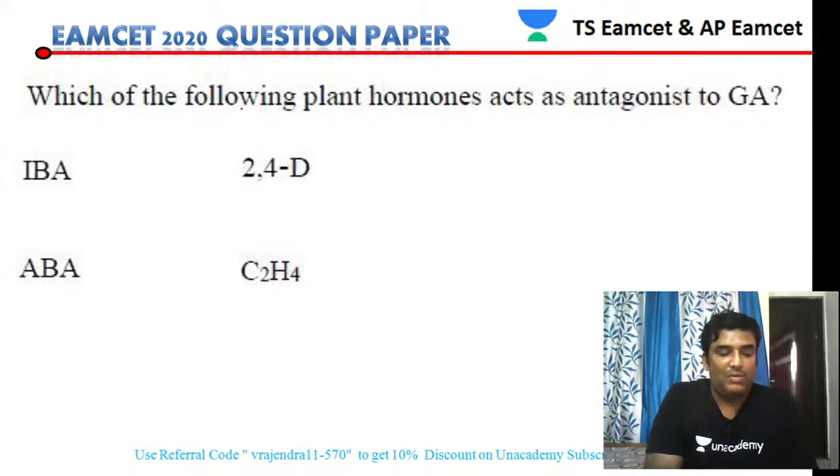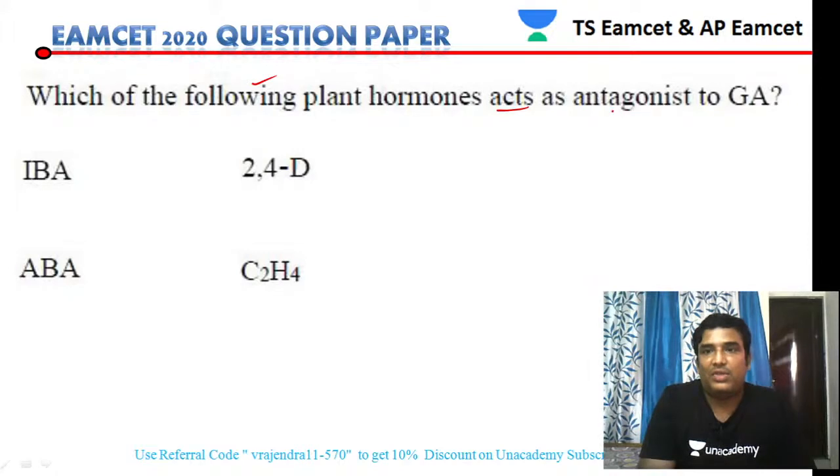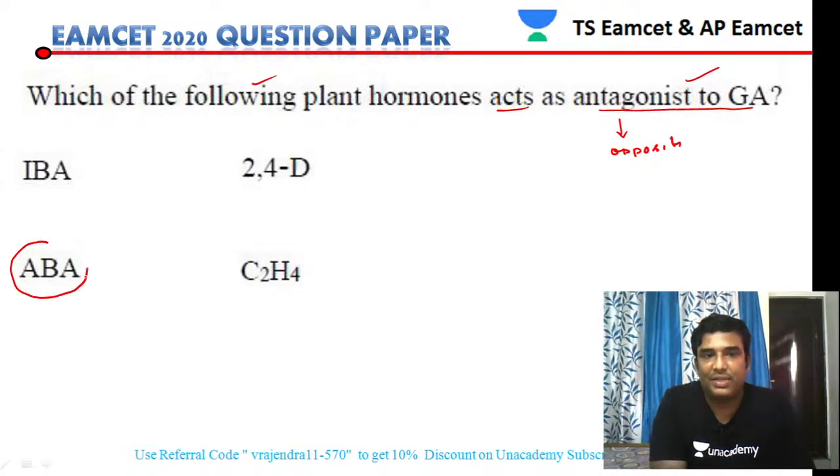Next question. Which of the following plant hormones acts as antagonistic to gibberellic acid? Antagonistic means opposite. So which is acting opposite to gibberellic acid? Opposite to gibberellic acid is abscisic acid.